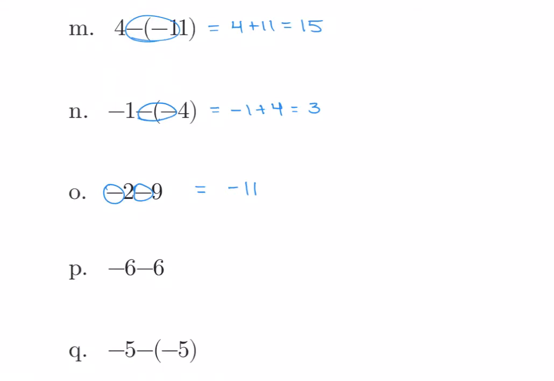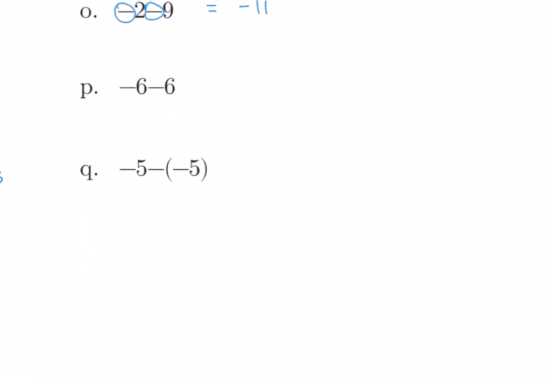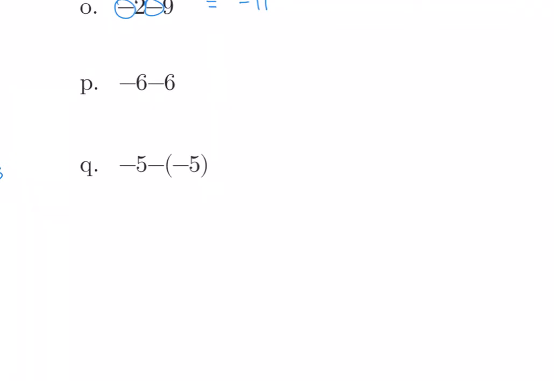Example P. We have negative 6 minus 6. Now before you go and say it's 0, 6 minus 6 is 0. But negative 6 minus 6 is not the same thing. So on this one, remember that we have same signs. We want to combine and keep the negative. So we get negative 12.